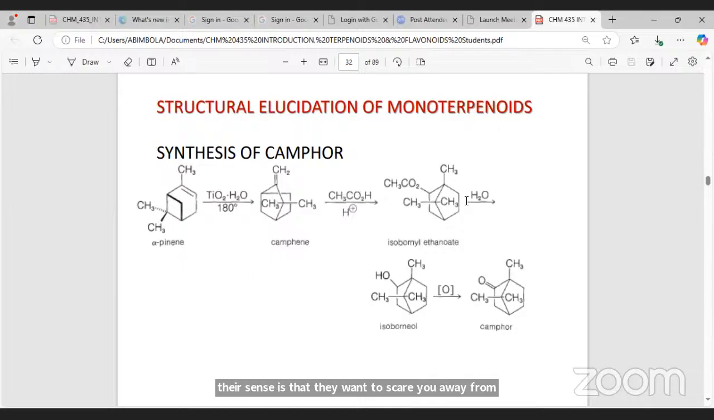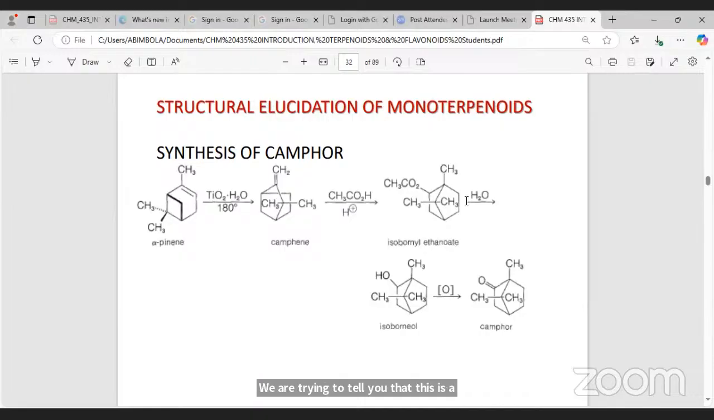Then in today's class, we're going to talk about how we synthesize monoterpenes. An example is structural elucidation. Whenever we are talking about structural elucidation, we are telling you that this is a means by which you can know that this is the compound.